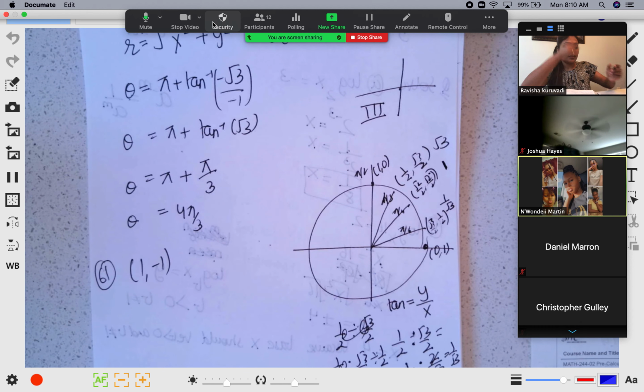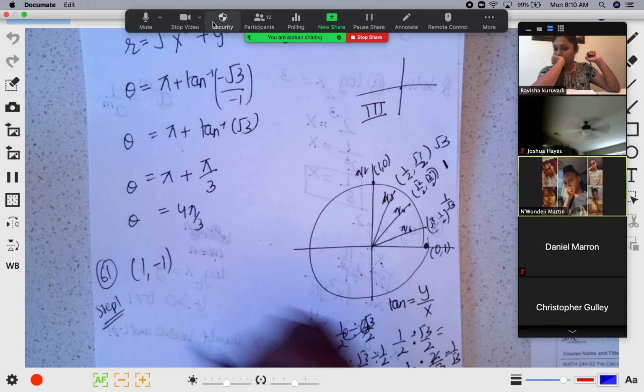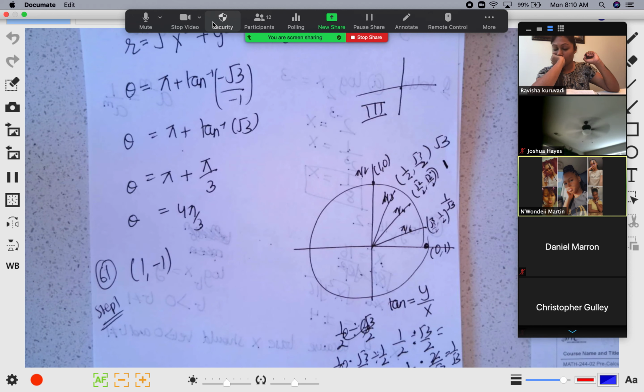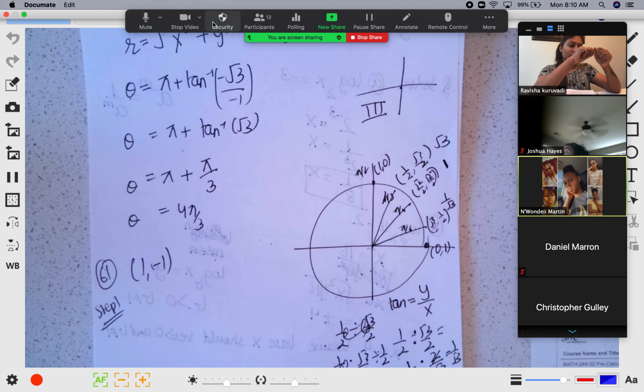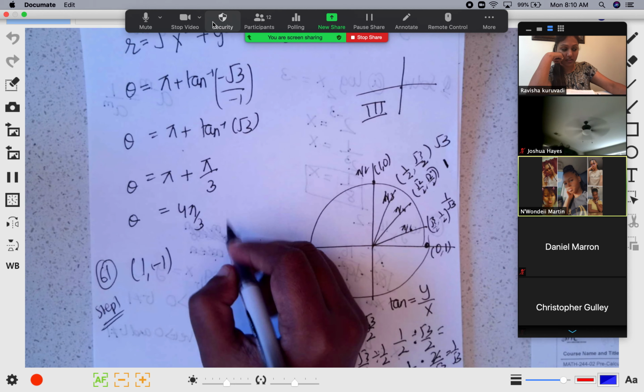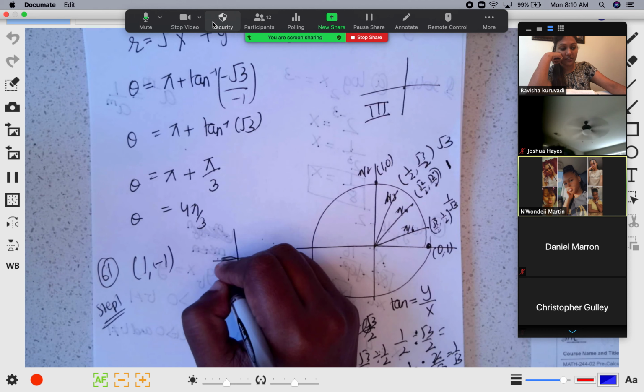Okay. First step is to figure out the quadrant. Which quadrant is it? X positive, Y negative. You don't even have to look at 90 or something like this.